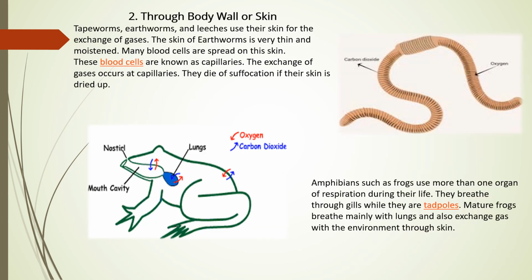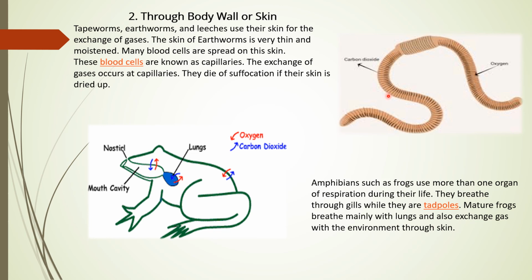And if we talk about the gaseous exchange through the body wall or through the skin, I will give you examples. For example, tapeworm, earthworm, leeches. What happens in that? They have a moist skin, and due to the presence of this moist and very thin skin, these two parameters that I have told you are very good for the respiratory surface. So in case of tapeworm, earthworm and leeches, means annelids, what happens?